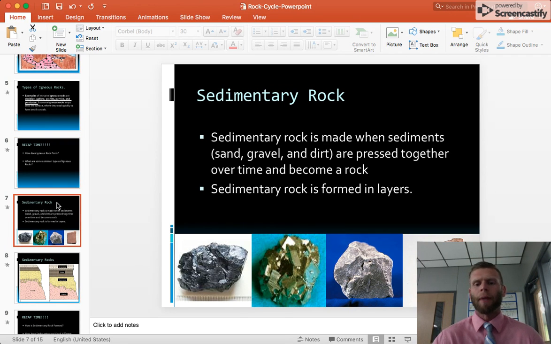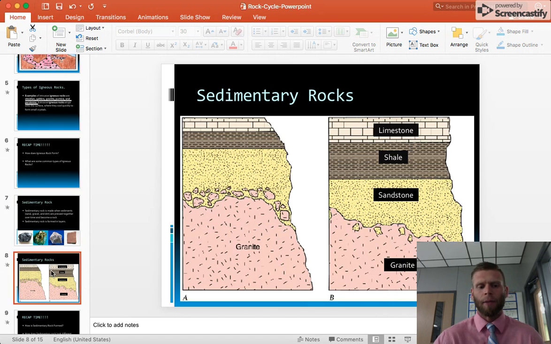So sedimentary rock is made when sediments, such as sand, gravel, and dirt, are pressed together over time and become a rock. When they're pressed together, that's called compaction and cementation. So when they're compacted together and then cemented together, it forms that sedimentary rock. And because of the way it's pressed together and formed, it creates layers. So let's see that in the following picture. You have some layering here: limestone, shale, sandstone, all on top of some granite. Those are all types of sedimentary rocks that form on top of the granite.